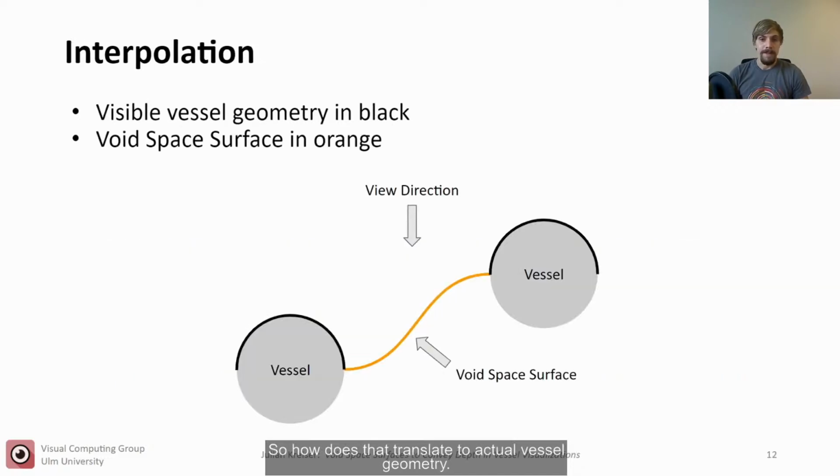So how does that translate to actual vessel geometry? This picture shows how a 2D side view would look like with two vessels connected by an interpolated surface. The vessel structures are connected at their widest point from the view direction, as those would correspond to the silhouette in screen space. The black outlines are the visible parts of the geometry to the user, and the orange line represents the void space surface.